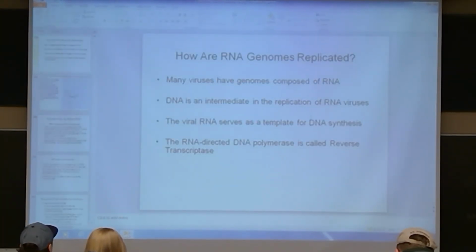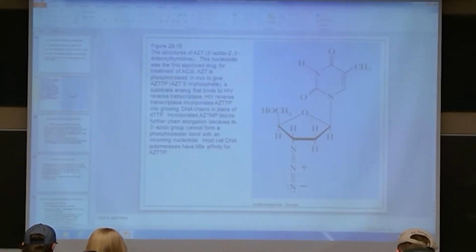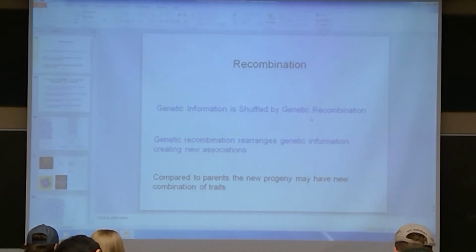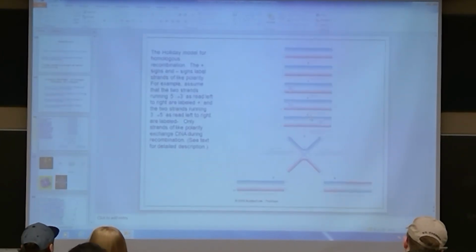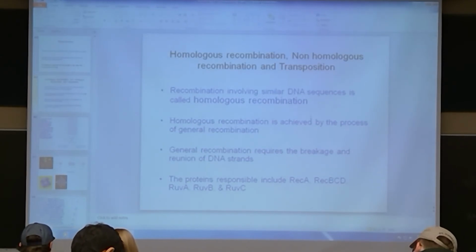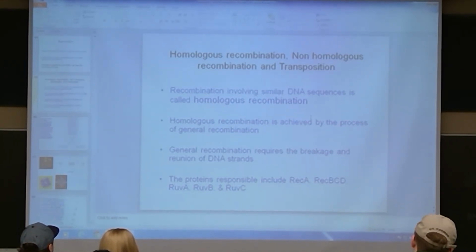How are viral genomes replicated? So reverse transcriptase and antiviral drugs are used. I think for recombination, only focus on homologous recombination. Collect a model for homologous recombination and try to recognize a few proteins involved in it, which are RecA, B, C, D, RuvC, all of these are involved in recombination.